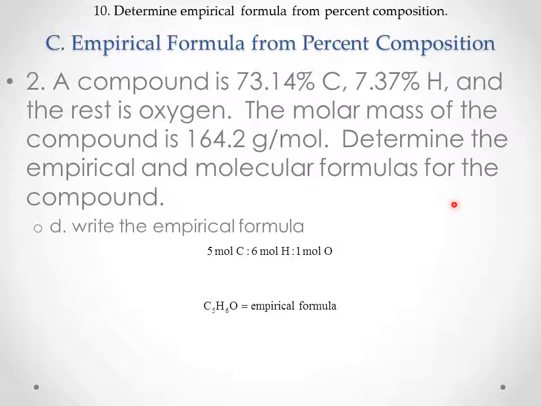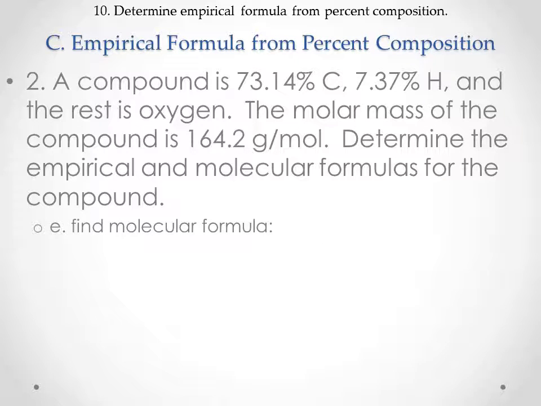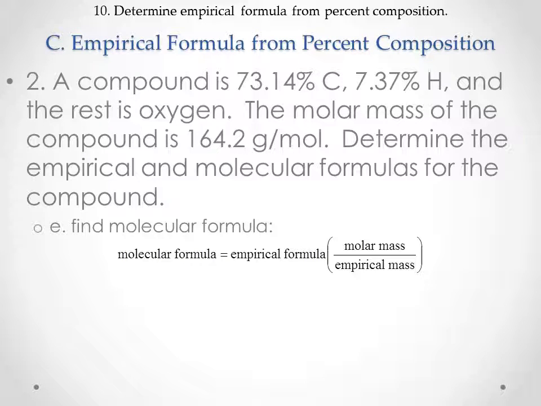Now notice we're also asked to determine the molecular formula. So here's how we do that. Here's the equation we're going to use. We are going to find the ratio of the molar mass to the empirical mass. Notice in the problem we're given the molar mass of the compound. We're told up here the molar mass of the compound is 164.2 grams per mole. That would always have to be given to you. You could not calculate what the molar mass is because you don't know the molecular formula of the compound yet. So you'd have to be given that.